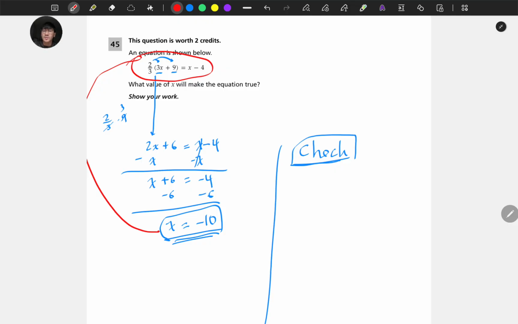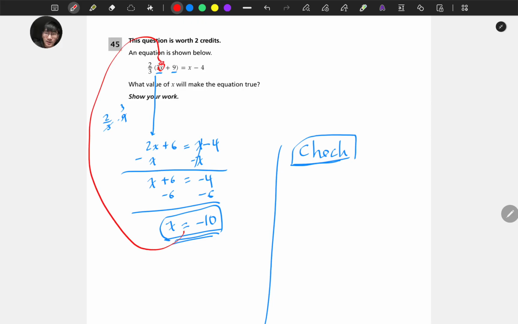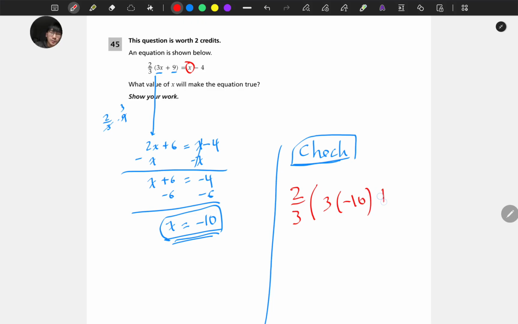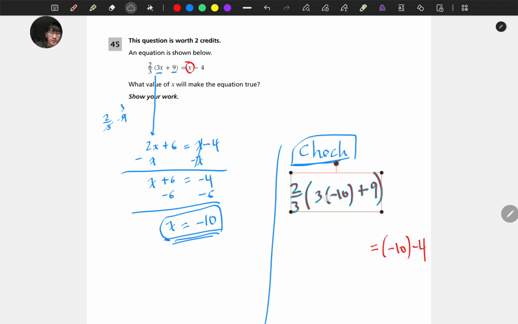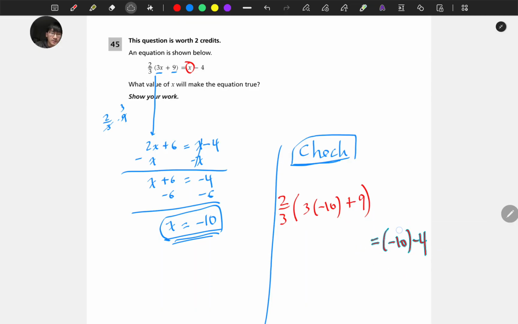So let's do that. Let me substitute negative 10 for x in the original equation. So I'm going to put negative 10 back in here and in here. So that means that I'm going to do 2/3 times 3 times negative 10 plus 9, I ran out of space, is equal to negative 10 minus 4. Let me make this a little smaller so that I can put this in one line as a true equation.